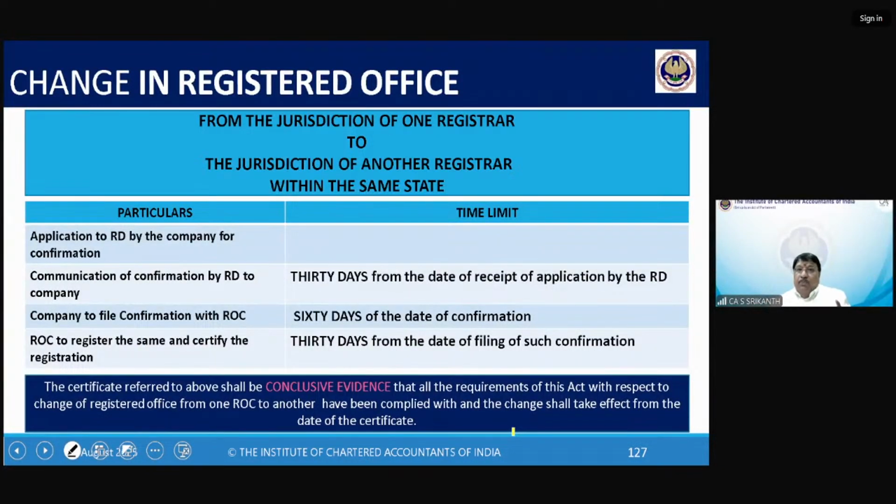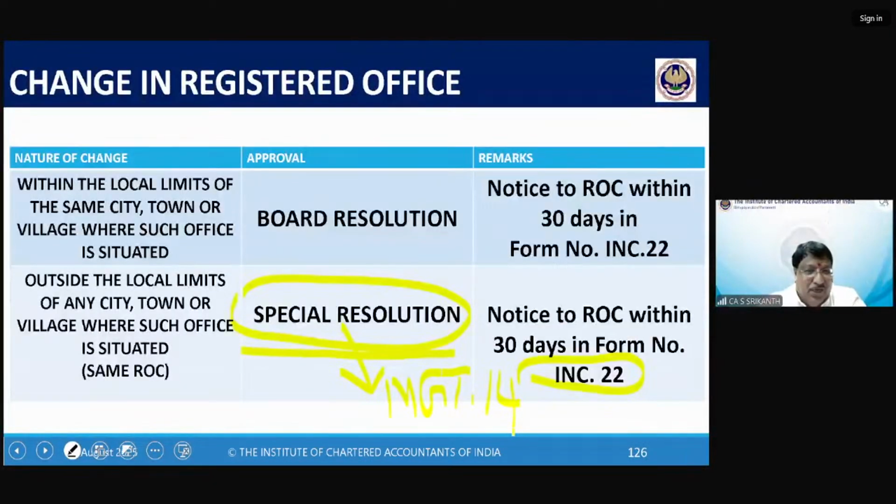Be careful. Maharashtra has 2 ROCs. So they are moving from ROC Pune to ROC Mumbai. Am I correct? Therefore, the procedure is slightly different. It is not enough if you pass a special resolution. Because it is outside the local limits, there is more. Got the point? It's cumulative.